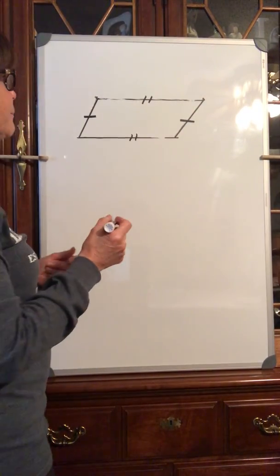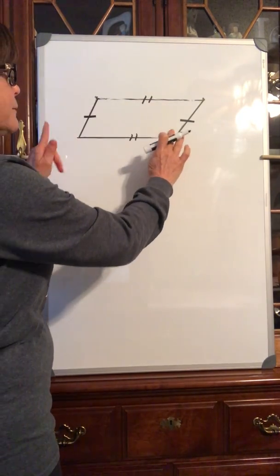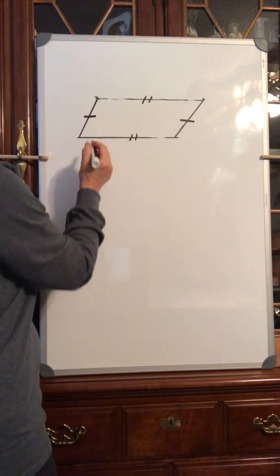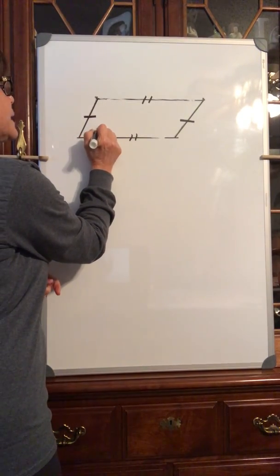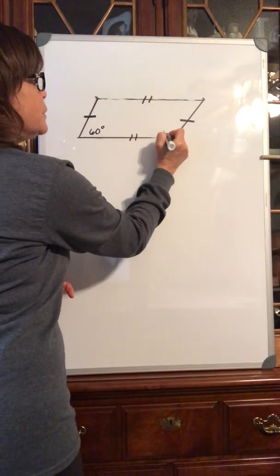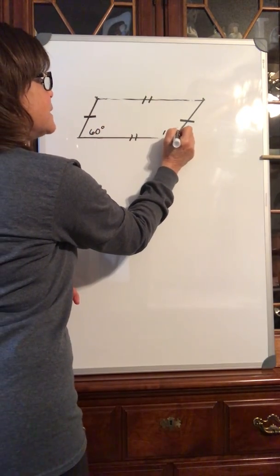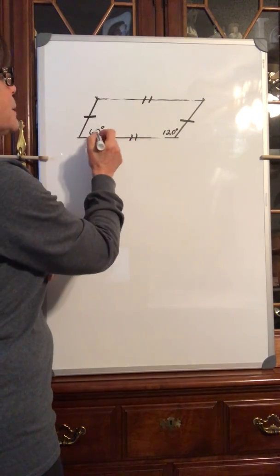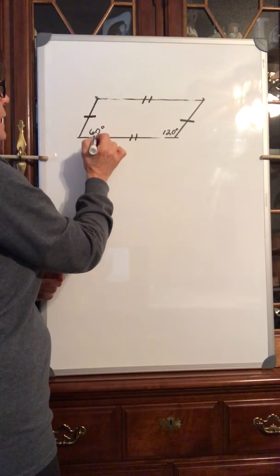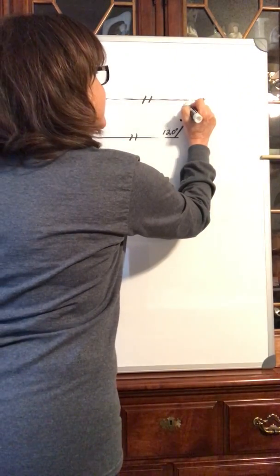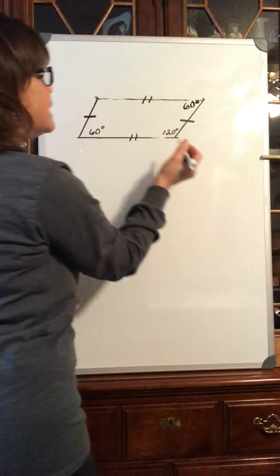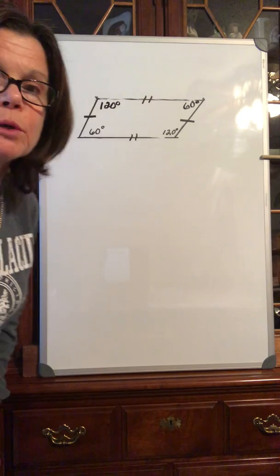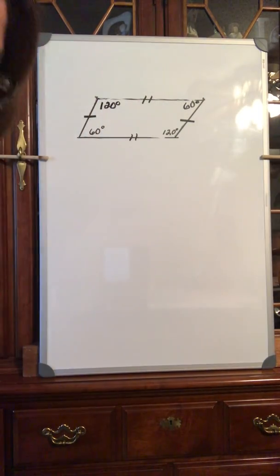Also in a parallelogram, angles that are on the same side of the parallelogram are supplementary, or they add up to be 180 degrees. So say this is a 60-degree angle. The angle over here would be 120 degrees. Because of parallel lines cut by a transversal, these would be alternate interior angles. So if the angle over here is 60 degrees, the angle up here is 60 degrees, and the angle over here is 120 degrees. So that's just a quick review before we get into example number 1.